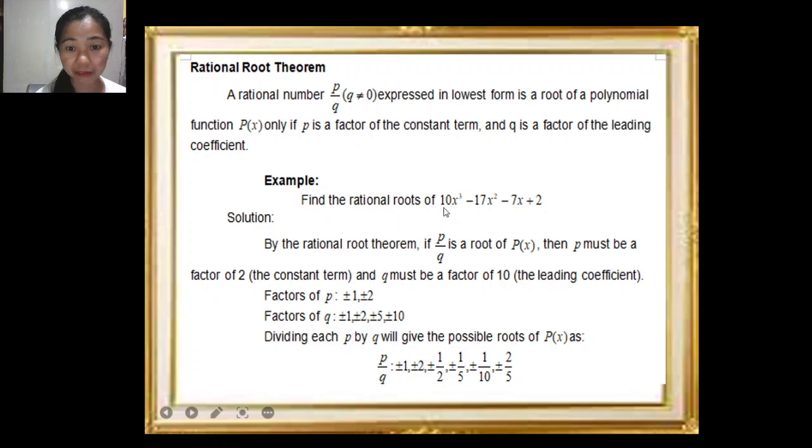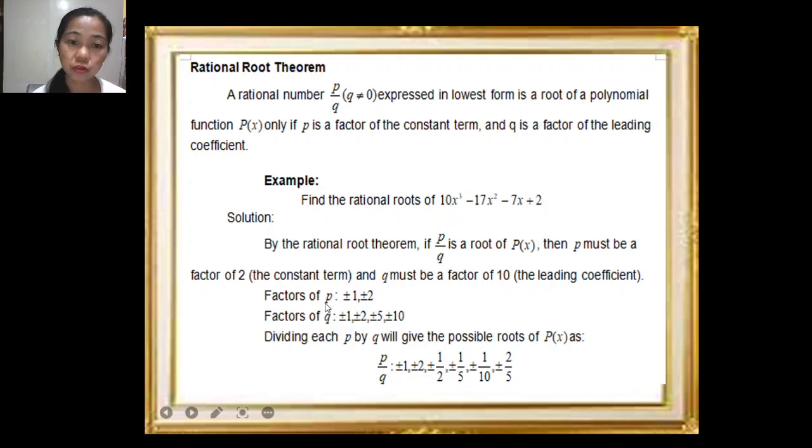Yung ating value ng P ay itong constant term. And then, yung value ng Q ay yung coefficient ng leading term. So, ibig sabihin, ang P over Q natin dito ay itong 2 over 10. Ayan.